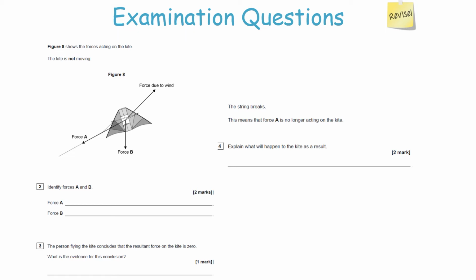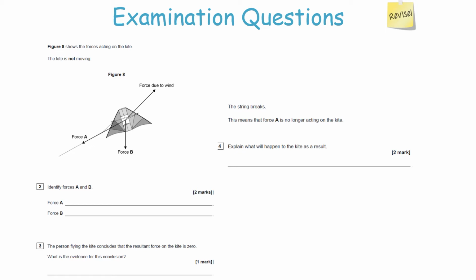Right, so first thing to note is that force B is acting directly down from the centre of mass of the object. So it is going to be the weight or the gravity of the object. Now force A is caused by a string pulling on the kite.